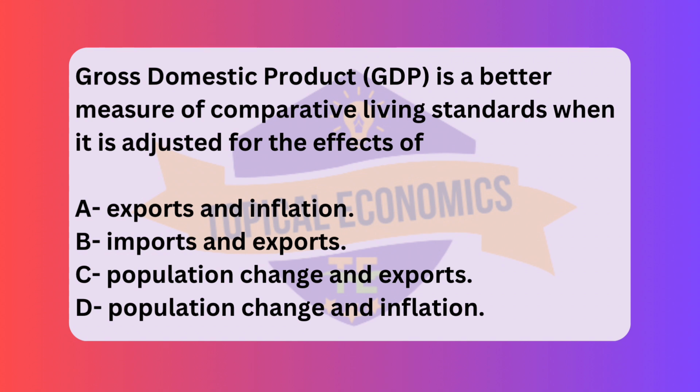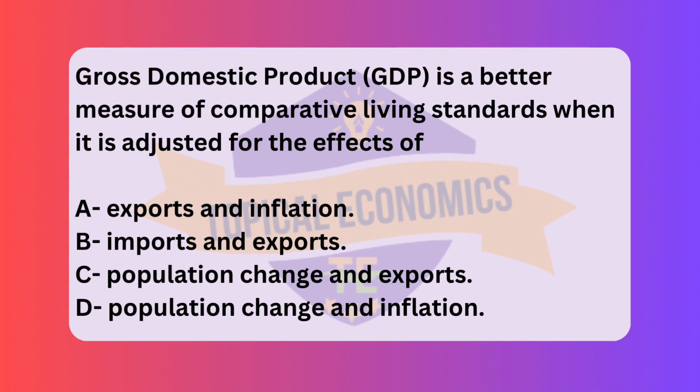1. Population change. As a country's population grows, its total GDP may increase simply because more people are producing goods and services. However, GDP per capita, GDP divided by the population, adjusts for this, offering a better measure of how the average person is doing economically. Without adjusting for population change, we might assume a higher standard of living simply because of a larger economy.